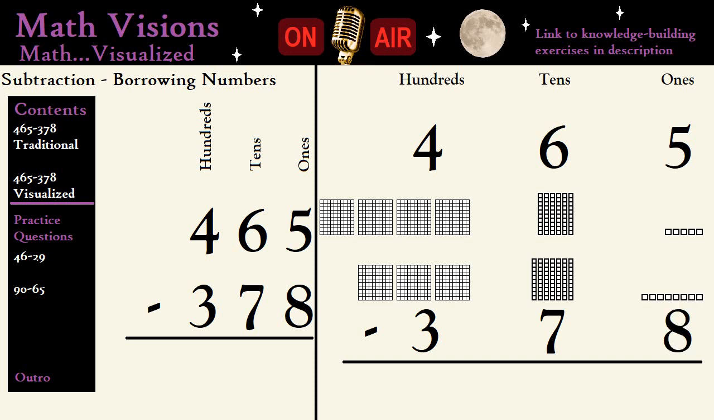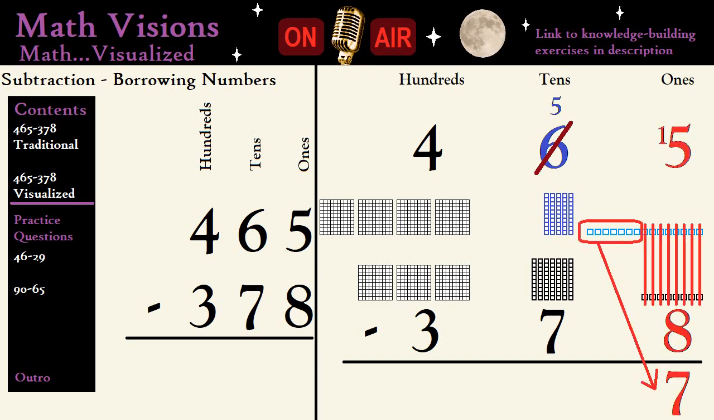Since 5 is less than 8, we'll borrow 1 group of 10 squares from the tens place, just like borrowing 1 in the traditional way of doing this problem. Then add them to our 5 squares in the ones place, for a total of 15 squares. When we subtract 8 squares from 15 in the ones place, we're left with 7 squares.